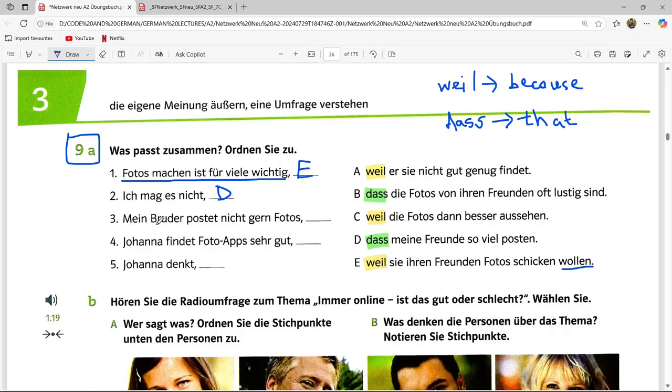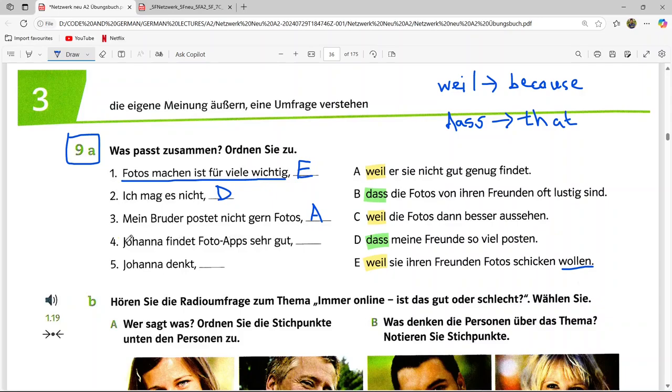Next one, mein Bruder postet nicht gern Fotos. So my brother does not like to post photos. This is already done. So now we have to get the reason. If we want to get the reason, we have to use weil. So why did it happen? Weil sie nicht gut genug finden. So because he does not find suitable pictures for himself, for this reason he does not post. So this one is this.